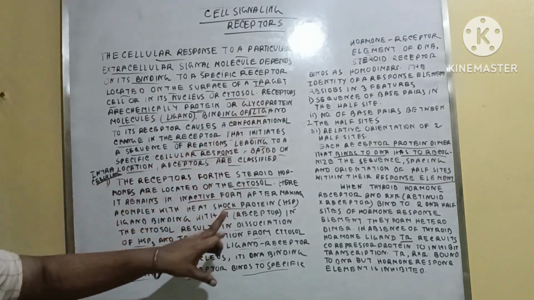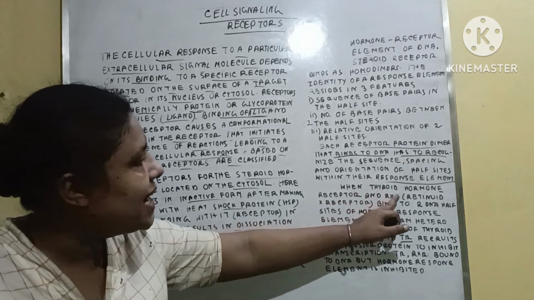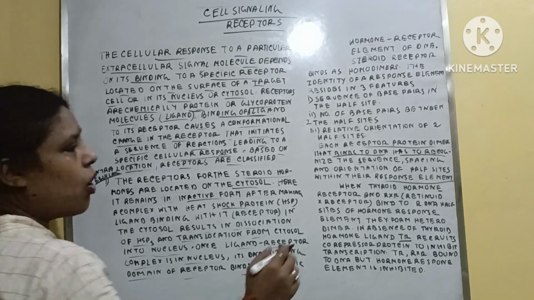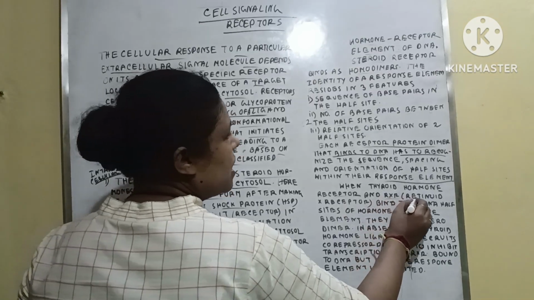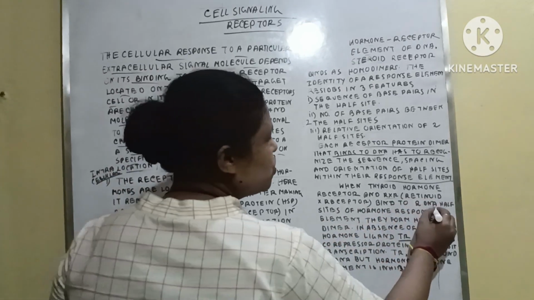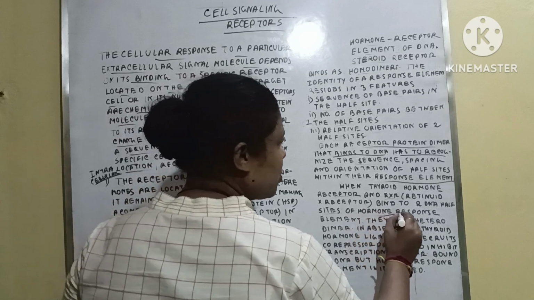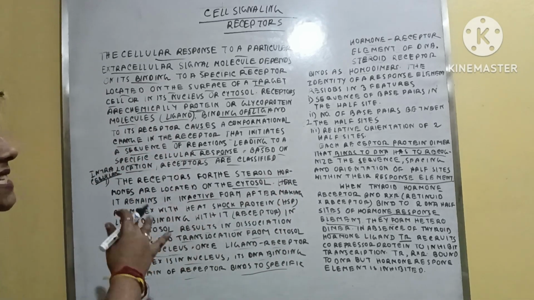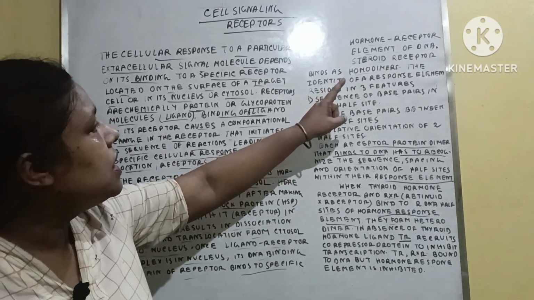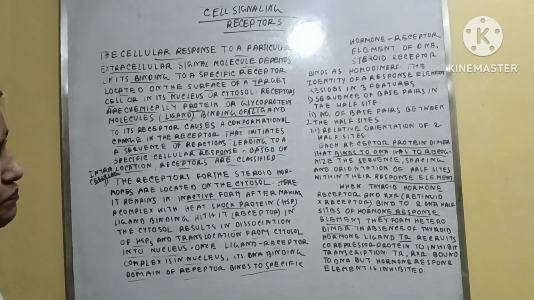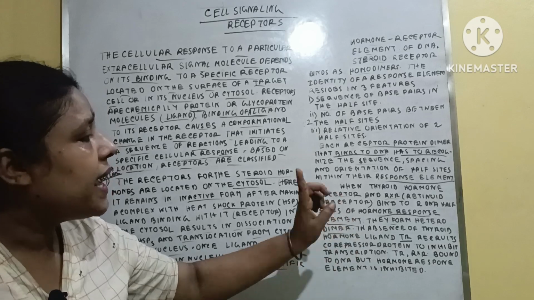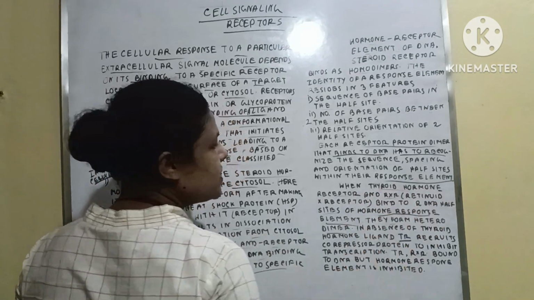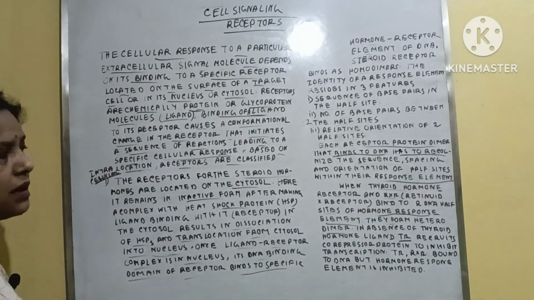This is occurring in the steroid hormone, but in case of thyroid hormone, what is happening? This is not a steroid hormone. Here, the thyroid hormone receptor and the RXR, the retinoid X receptor, bind to the DNA half sites of the hormone response element. Clear? And they form heterodimers. Here in the steroid hormone, we can see that they form homodimers. But here they form heterodimers. Why heterodimers? Because here two receptors are there: one is the thyroid hormone receptor and another is the retinoid X receptor.